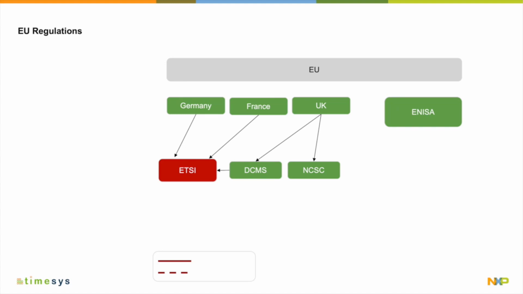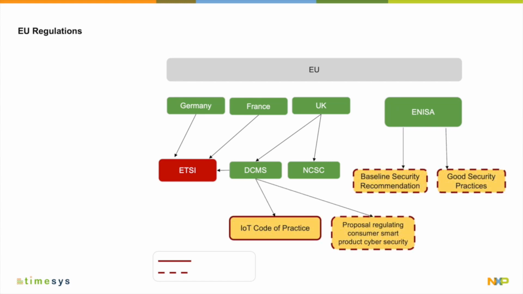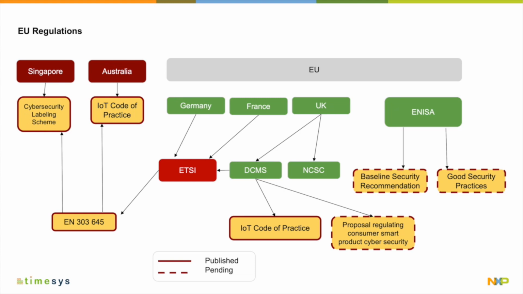They have jointly put in place a variety of different regulations, such as the IoT Code of Practice, baseline security recommendations, and good security practices, as you can see here. ETSI also created the EN 303 645 standard, released in April of 2020, which provides the baseline requirements for cybersecurity for consumer Internet of Things devices. That regulation has then been leveraged by other governments in other parts of the world, including Australia and Singapore.